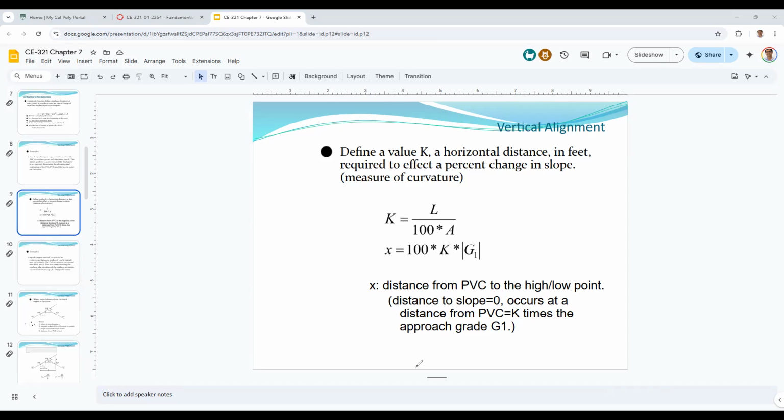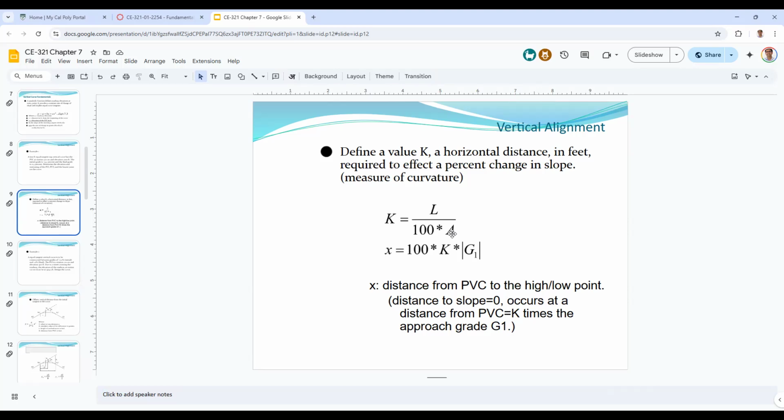Now I plug in these hundreds here because I want you to put capital A value in feet per feet. And I want you to get the G1 value also in feet per feet. But you can see that as long as you keep your units consistent, you can work without that 100 in the formula. But this 100 is there because you're trying to find out capital A value, the total change in grade in the vertical curve. And then G1 is the slope of the initial tangent, the approach grade at the beginning of the curve.